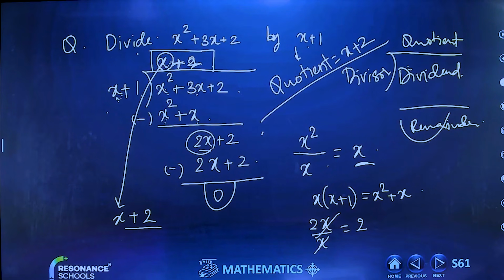Take a minute to note this down. Tomorrow we'll be doing the factor and remainder theorem. The day after we'll be doing algebraic identities. After that we'll proceed to the next chapter. Alright?